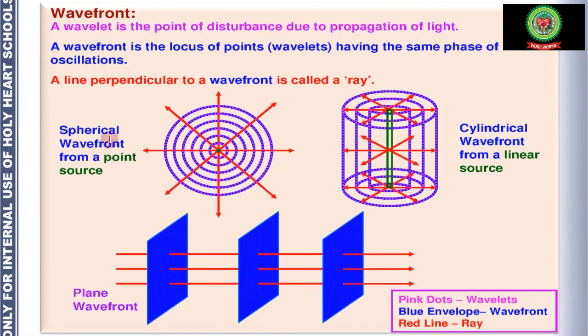So here we can see there are three types of wavefronts. First one is the spherical wavefront, second cylindrical wavefront, and the third one is the plane wavefront. Remember, whenever there is disturbance which is just of point size, or we can say that there is a point source, the wavefront originated from a point source is spherical. Whereas if the source of disturbance or source of light is linear, then the wavefront originating from such a source is called cylindrical wavefront. And the third one is the plane wavefront.